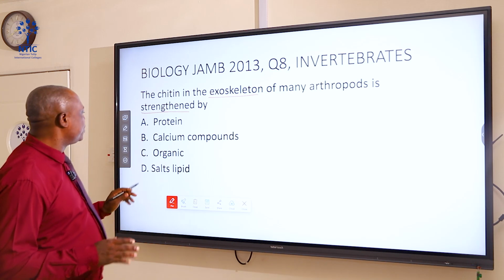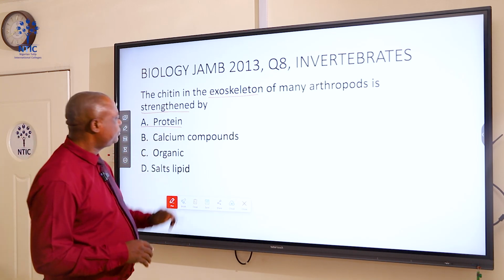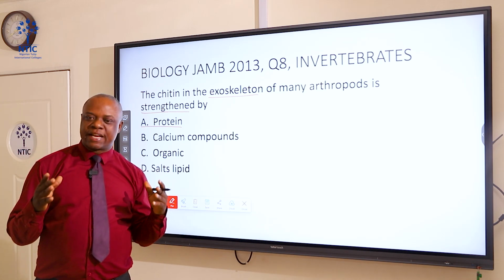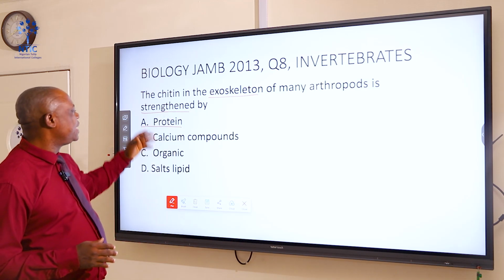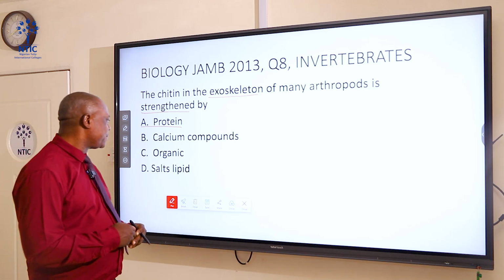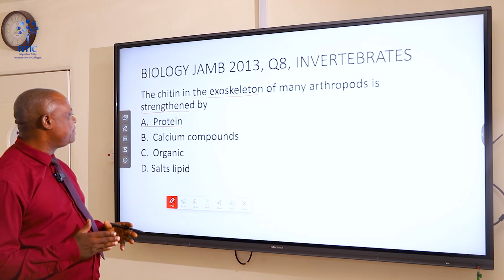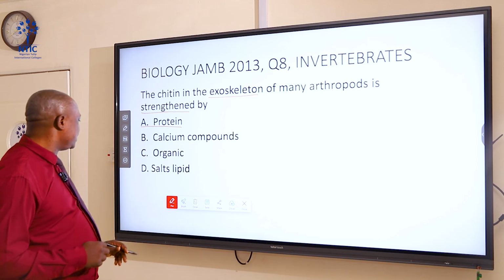The correct option here is A, protein. The chitin in the exoskeleton of arthropods is strengthened by protein, that's proteinous material. Although calcium carbonate is also present there, the immediate strengthening is made by the protein.